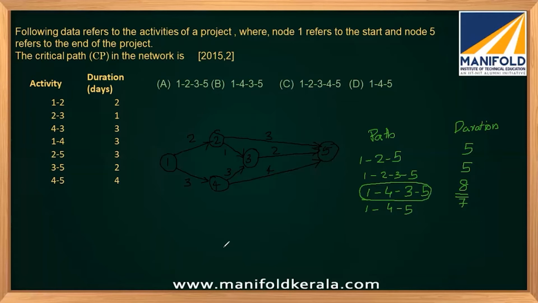So from here you can draw it. This is our critical path: 1, 4, 3, 5. That's what is asked, and our answer will be B. Very simple, and if this kind of question comes, you will definitely get the 2 marks.